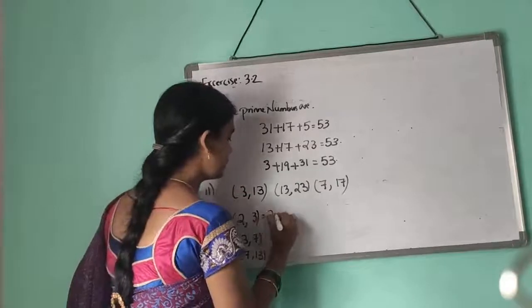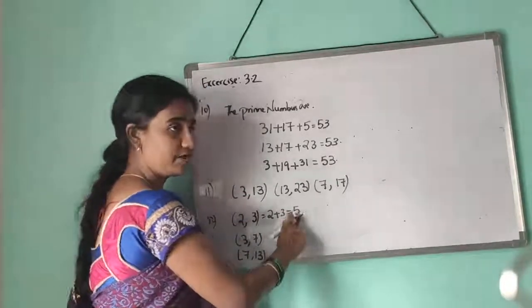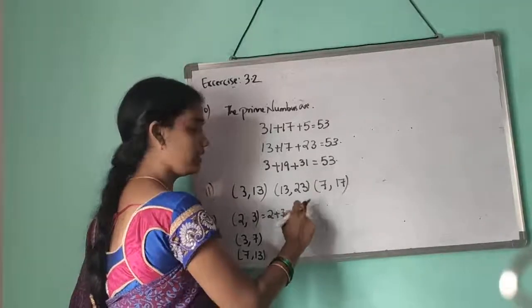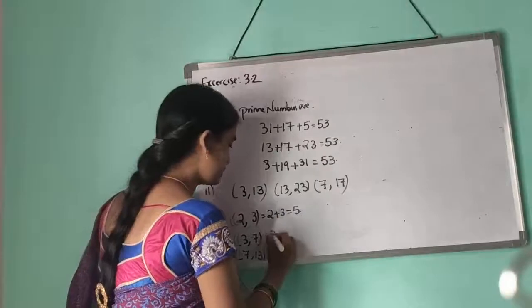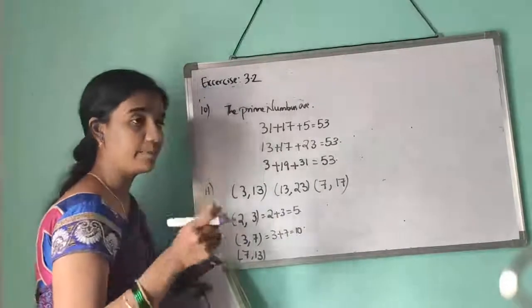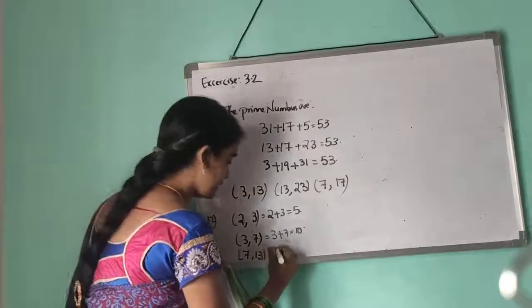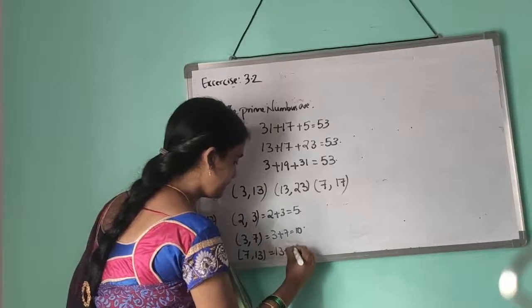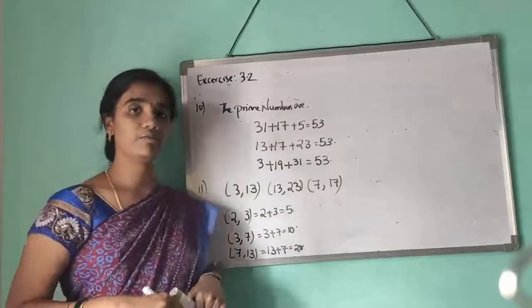By adding 2 plus 3 we get the sum 5. The sum is divisible by 5; 5 divided by 5 means 1. So it is divisible by 5. Coming to the next, 3 plus 7 equal to 10. 10 divided by 5 means 2. It is also divisible by 5. 13 plus 7 equal to 20. 20 is also divisible by 5, 4 times.